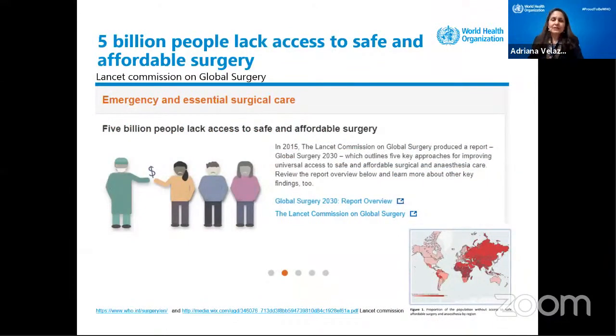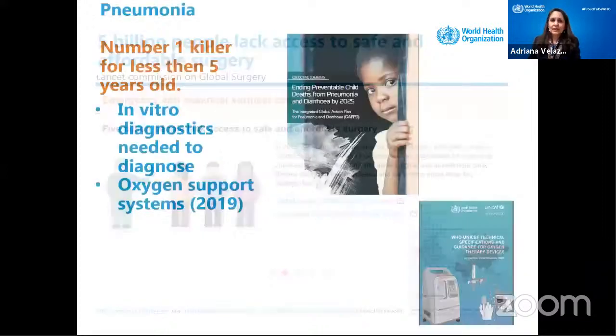Then we have another huge challenge, 5 billion people. Yes, you heard correctly. 5 billion people lack access to safe and affordable surgery. And this was a statement by the Lancet Commission on Global Surgery. So yeah, surgery is there, but people suffer or they have problems either after or caught an infection, or it was not safe enough, or it was not affordable.